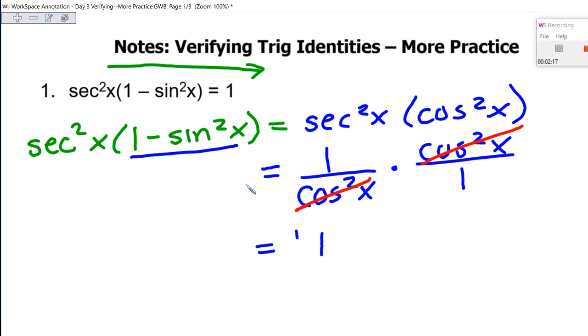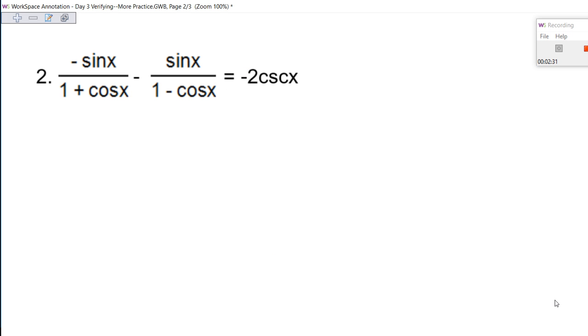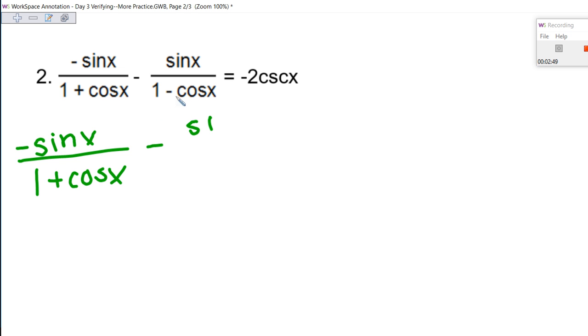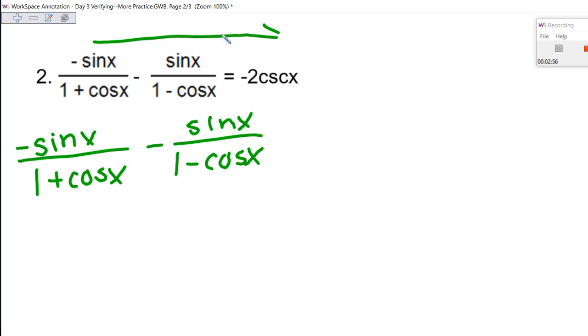Next one, problem number 2. We have to decide, do we want to start with the left side or the right side? Let's start with the left side. That's the only side that has operations to do for it. So recopy it. Negative sine of x over 1 plus cosine x minus sine x over 1 minus cosine x. And I'm just going to draw an arrow showing that I'm going from the left side and proving it equals the right side.